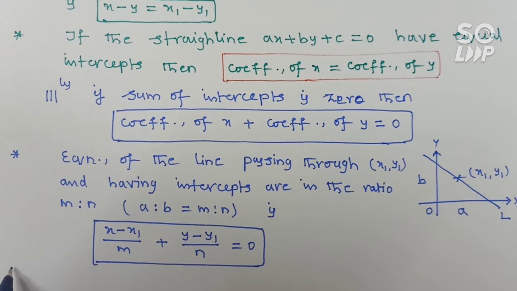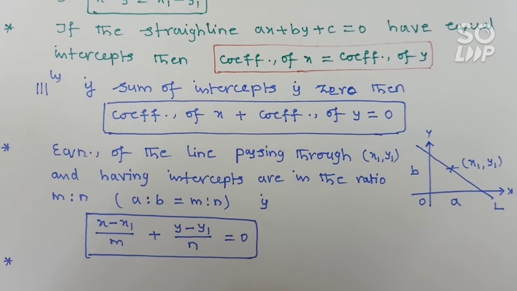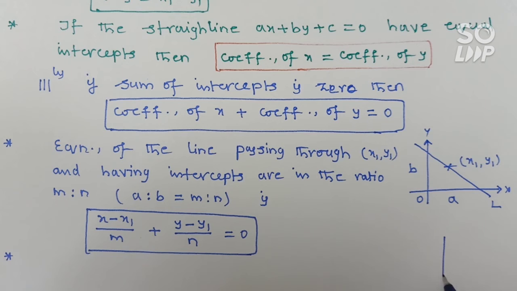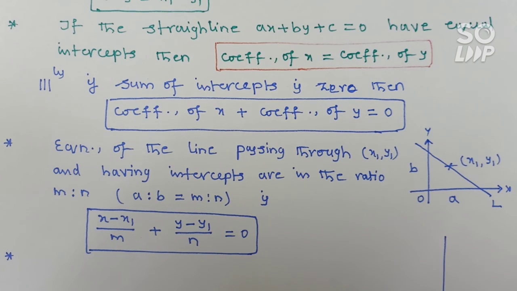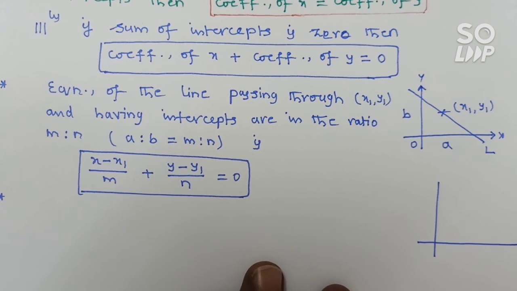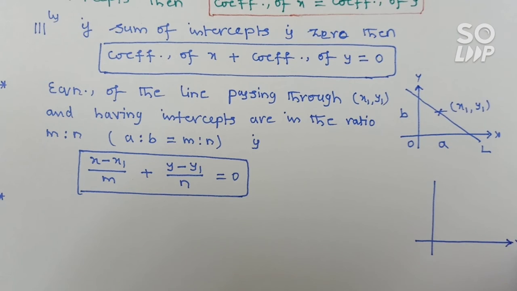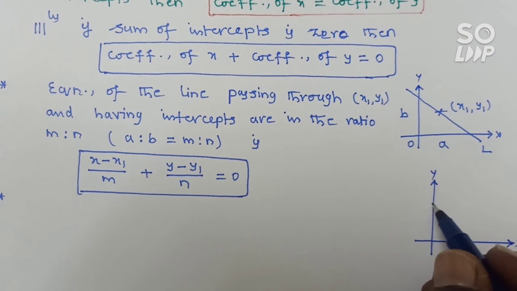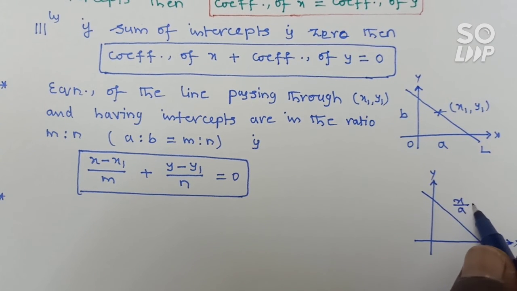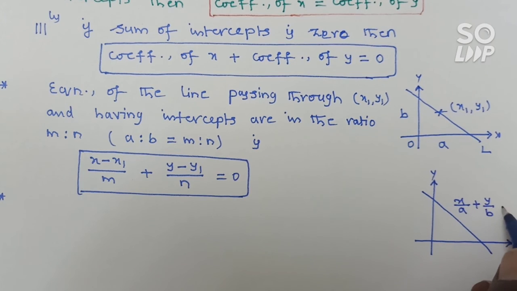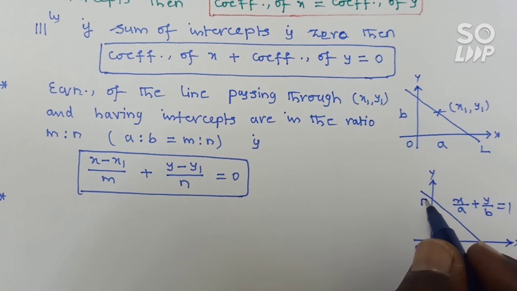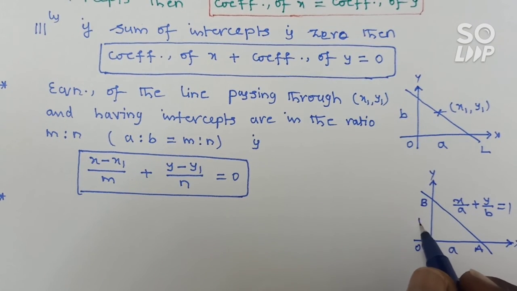So the next one is, what is the area of the triangle? See, look at this one. Here this is the x-axis and y-axis, right? Now here this one is the line x by a plus y by b is equal to 1, that is, the x intercept is a and the y intercept is b.